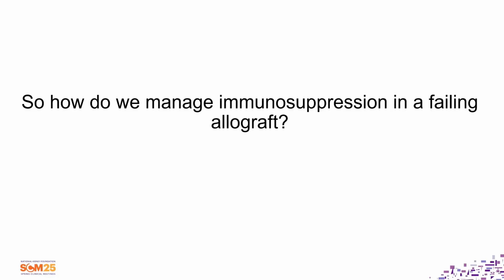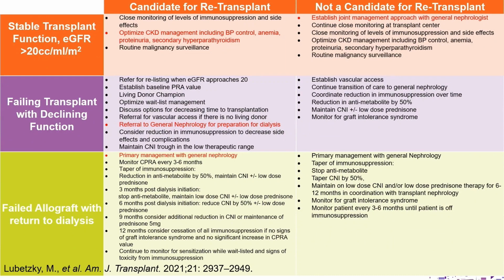So how do we manage immunosuppression in a failing allograft? This is a big slide with a lot of stuff on it. This was kind of our overall guidelines for management, and we divided it into those 3 phases, looking at stable transplant function, where the GFR is over 20, whether they have a failing transplant with declining function and we anticipate that they will have allograft failure within 1 year, and then once they've returned to dialysis, and then we separated them into whether they were a candidate for repeat transplant or not.